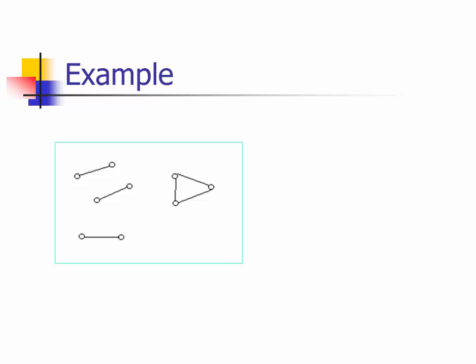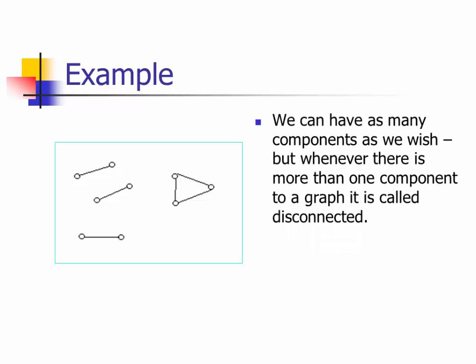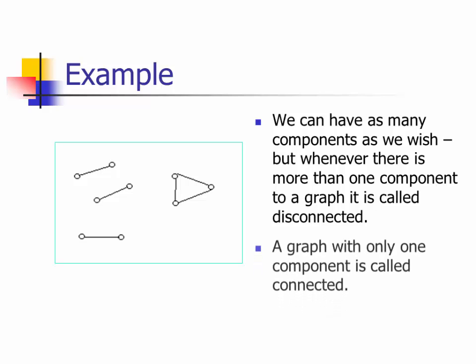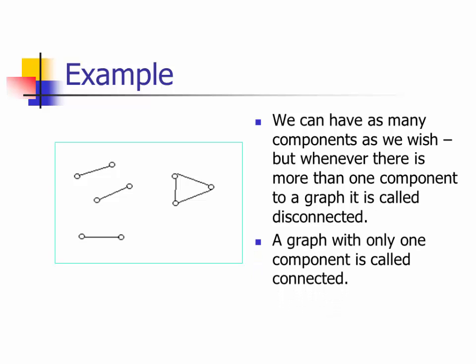So now, take a look at this graph. For this graph, we actually have 4 components. We can have as many components as we wish, but anytime we have more than one component to a graph, it's called disconnected. A graph with only one component is called connected, and frankly, for most of our chapters, we're going to be considering only connected graphs.